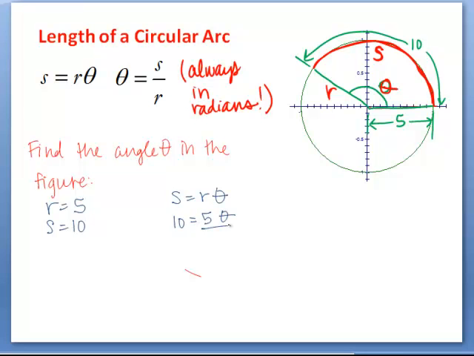So we divide both sides by 5 and get 2 equals theta. And remember, anytime we're working with angles in formulas like this, everything is always in radians. So our answer would be theta equals 2 radians.